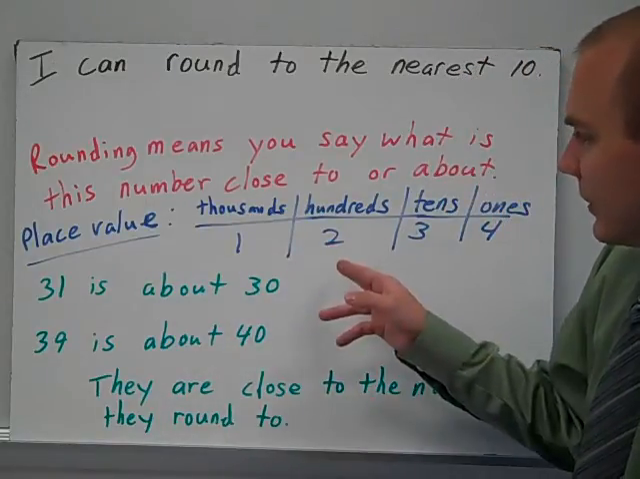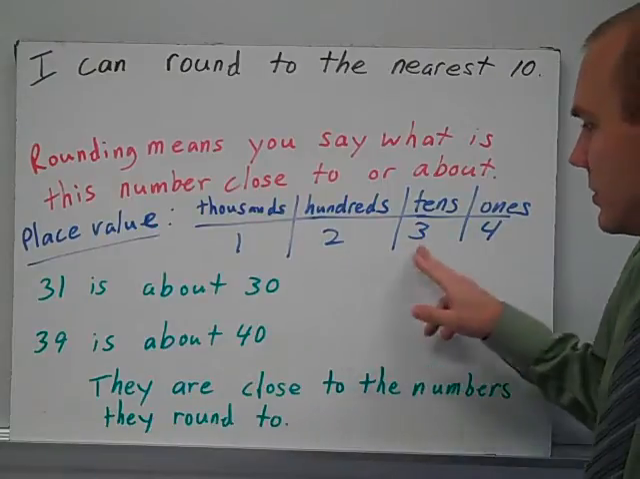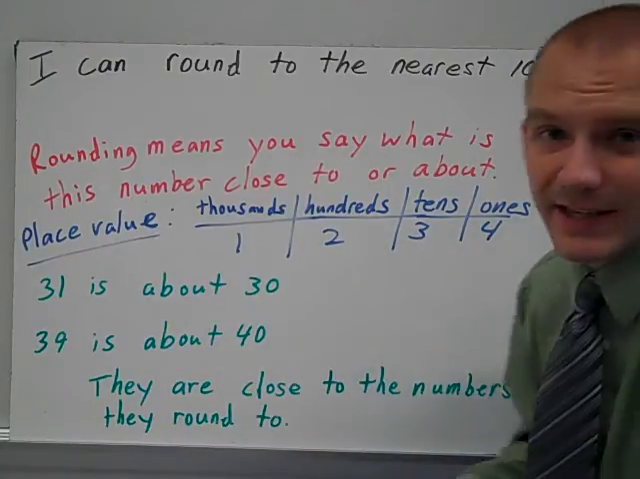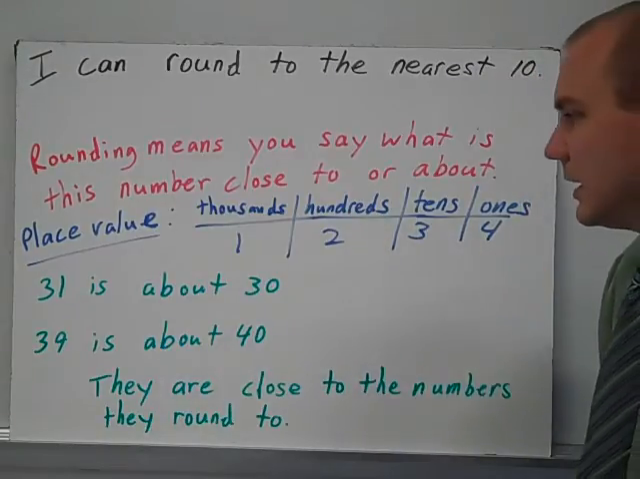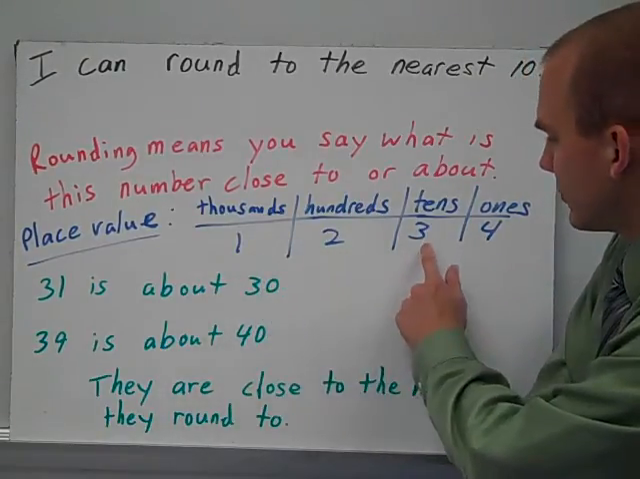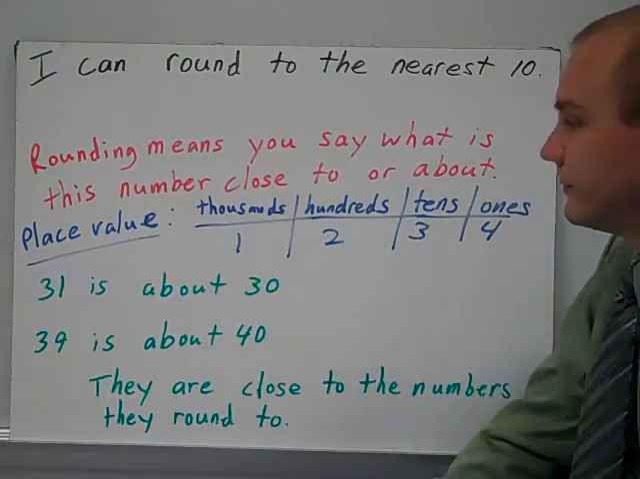And a lot of times in rounding, we kind of look to the right to figure out what to round to, what it's closest to. So you have thousands, then hundreds, then tens, then ones. This number would be read 1,234.